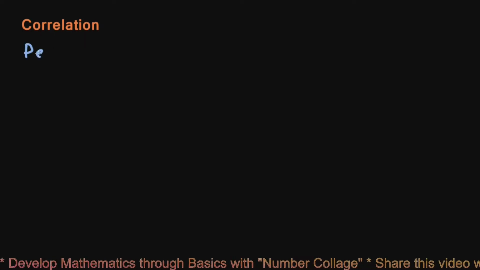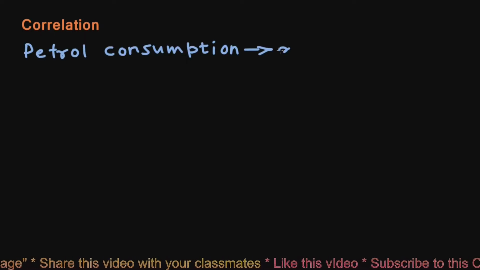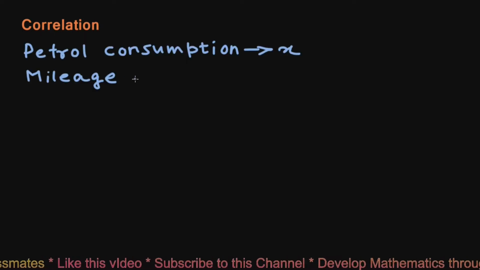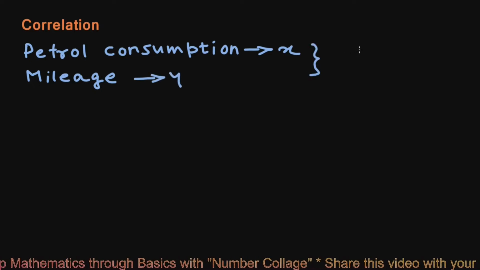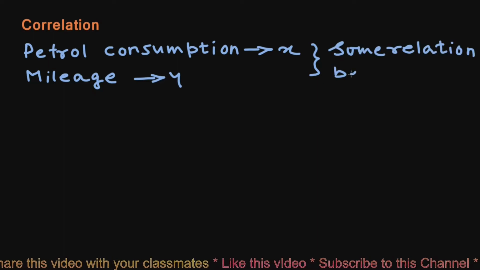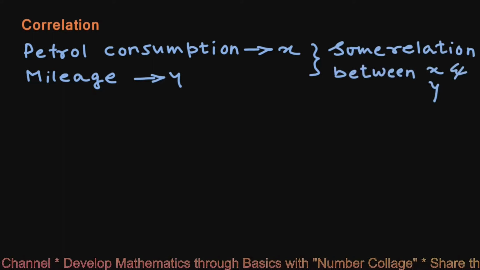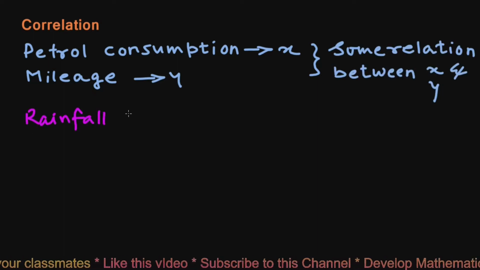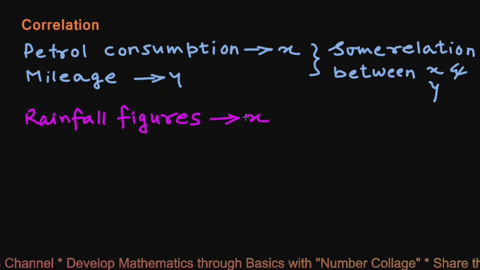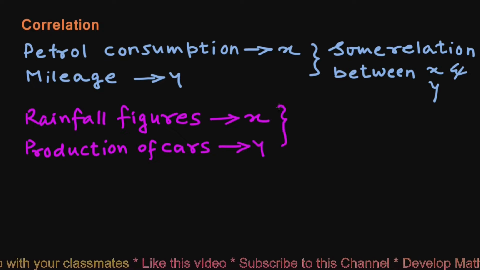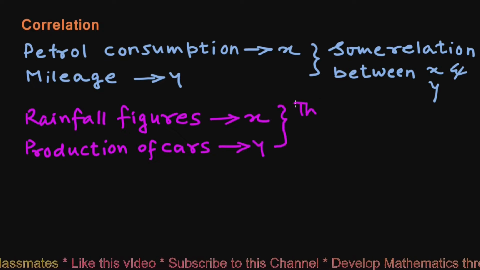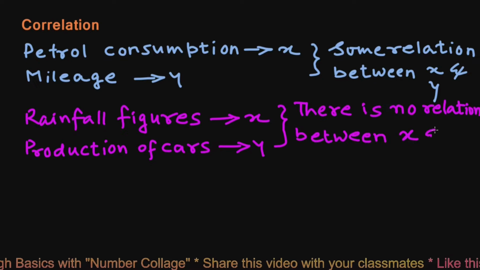In this video, we will discuss correlation in statistics. If we denote petrol consumption by X and mileage given by the vehicle by Y, then we find that there is some relationship between X and Y. But if we compare rainfall figures denoted by X with production of cars denoted by Y, then we see that there is no relation between X and Y.